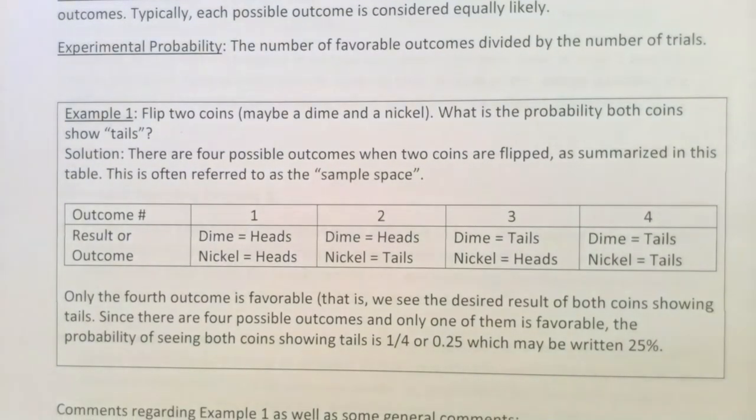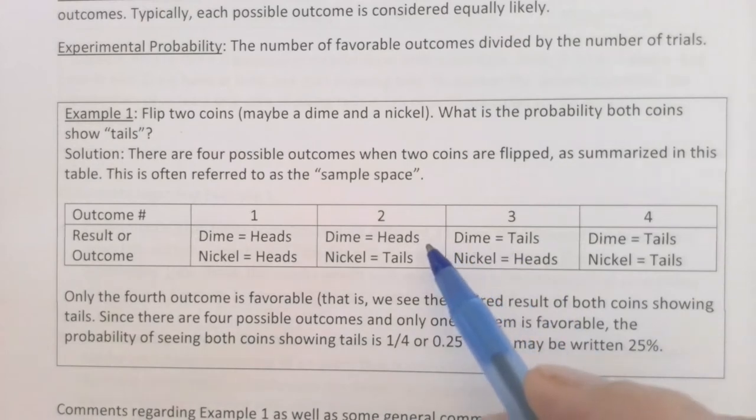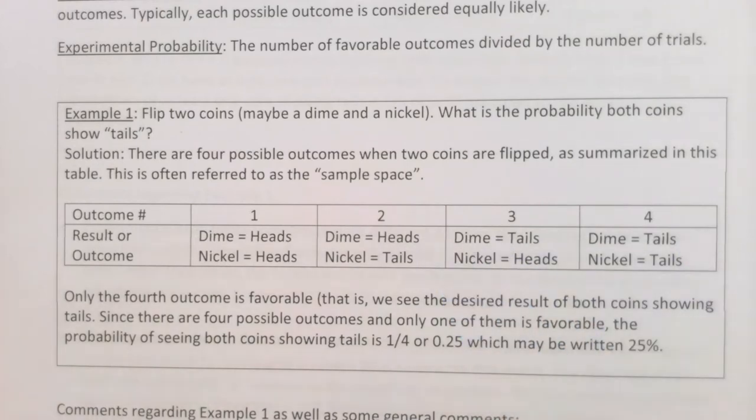First example, flip two coins, maybe a dime and a nickel. What's the probability both coins show tails? We're going to do this theoretically. We're not going to flip the coins. We're just going to use our brains to figure out, well, what are the possible outcomes? Well, they could both be heads. Heads for the dime, heads for the nickel. They could both be tails. Tails for the dime, tails for the nickel.